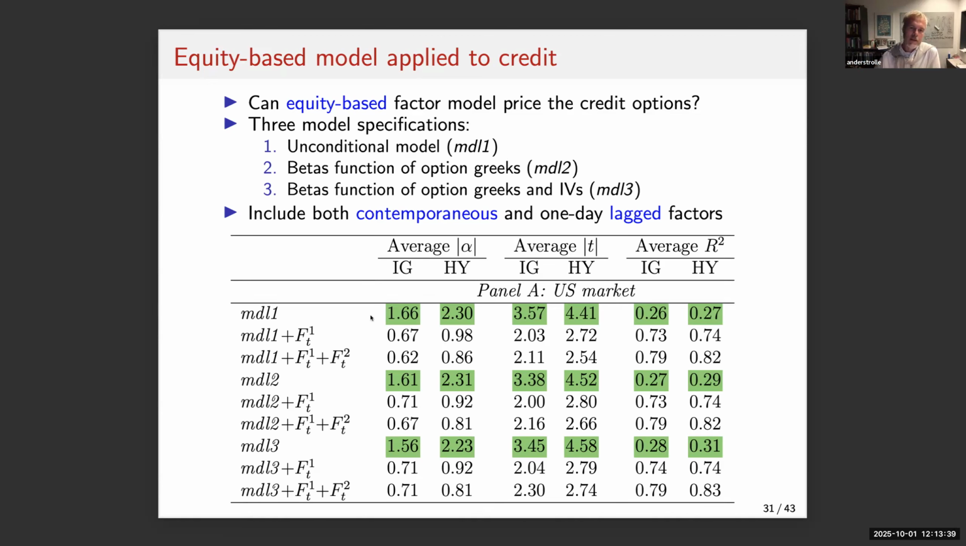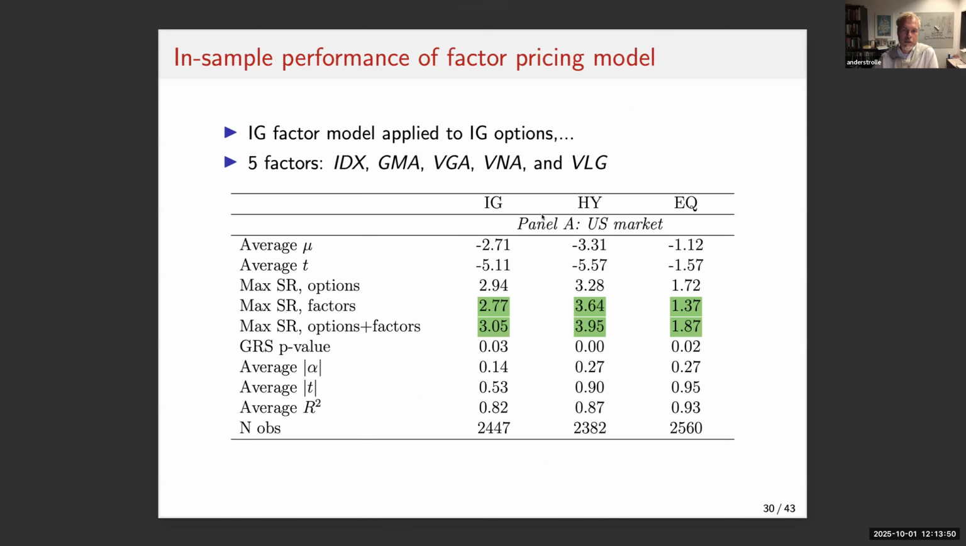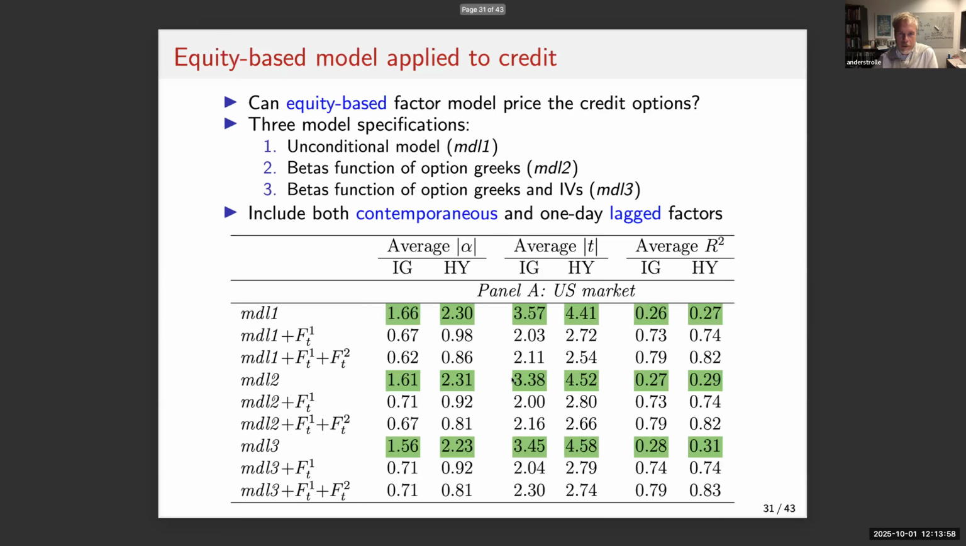But however we do it, the equity-based factor model doesn't do a very good job. For instance, in-sample, if we look at the IG model, the average alpha was like 0.14. Now, using the equity-based factor model, the average alpha for IG is like 1.66. The average t-stats are very high. The average r-squares are very low. And this also holds true for HY.